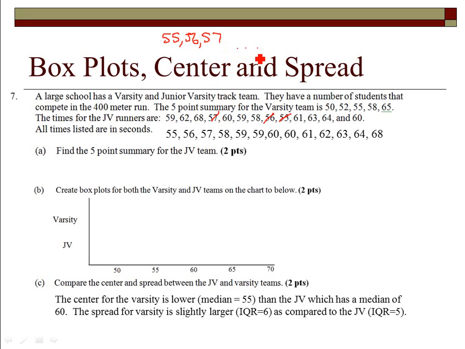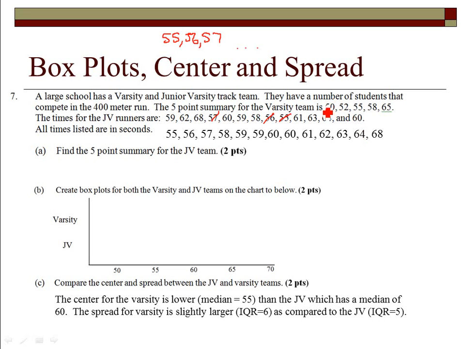Until I got my whole list. Okay, so now I got my list. I'm going to go over and find the median. If I count up how many I have, 1, 2, 3, 4, 5, 6, 7, 8, 9, 10, 11, 12, 13. There's 13 values here.